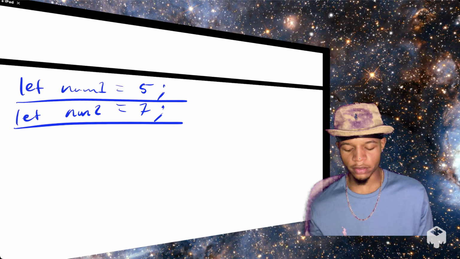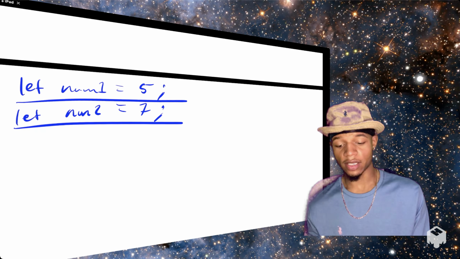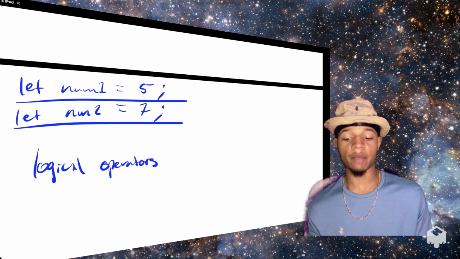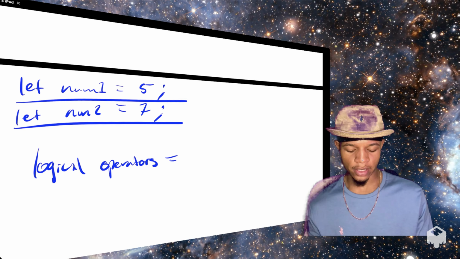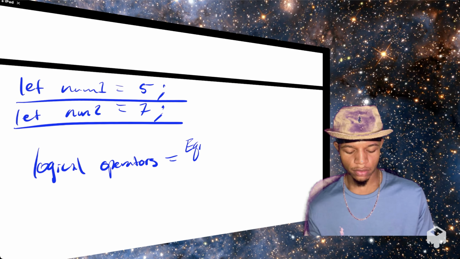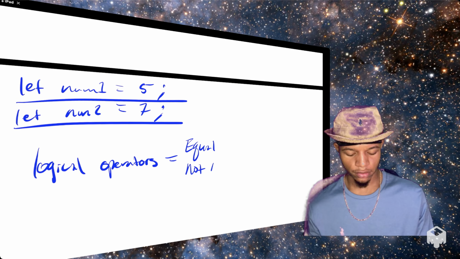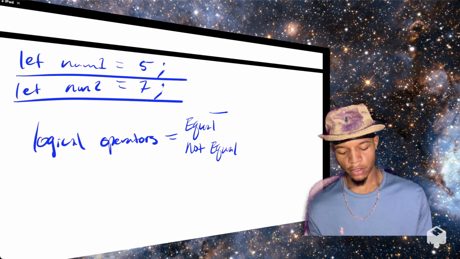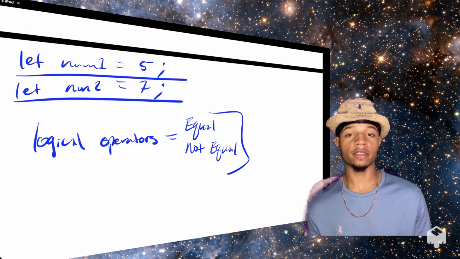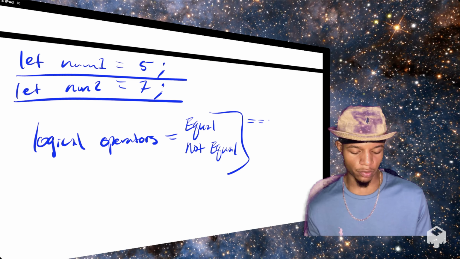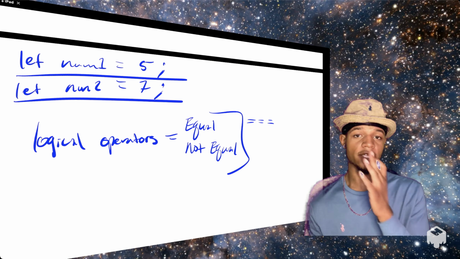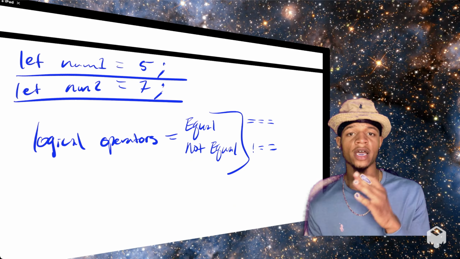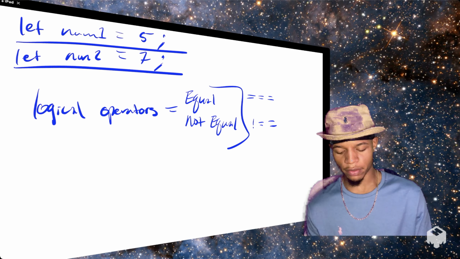Now, we have these things called logical operators. And so these operators tell us if something is equal, not equal. Right? And so how do we say equal in JavaScript? Well, we could say equal, and this stands for equals, like 5 equals 5. And then we say not equal, 5 does not equal 10. And so how would we write that?